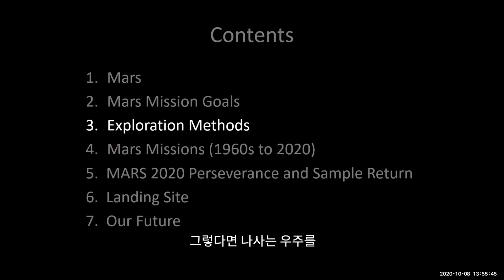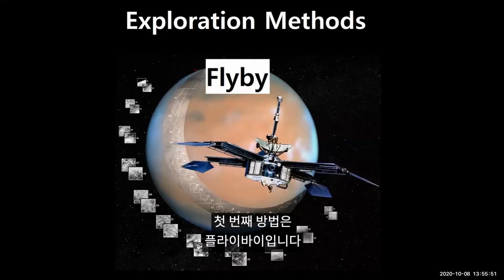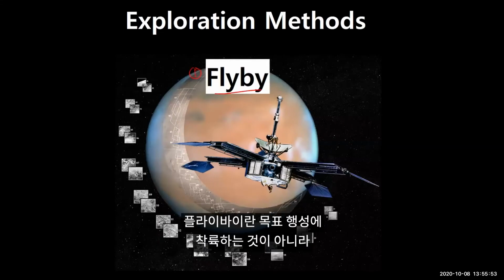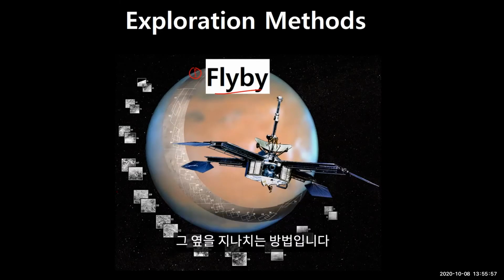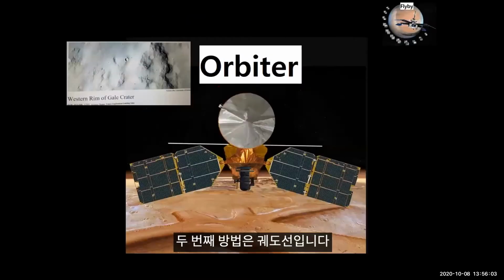So how does NASA explore space? Method 1, flyby. Flyby means you don't stop at a planet, but you just pass by, possibly taking pictures. Second method, orbiter.